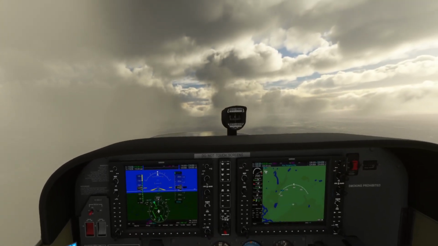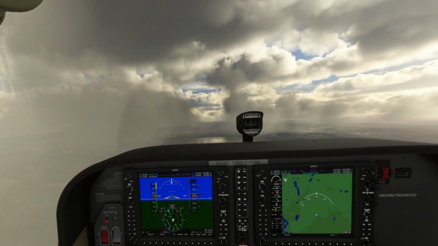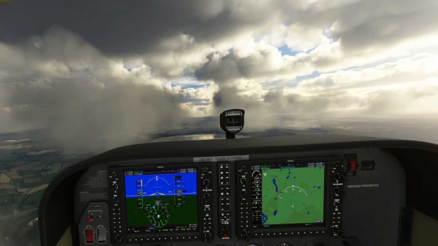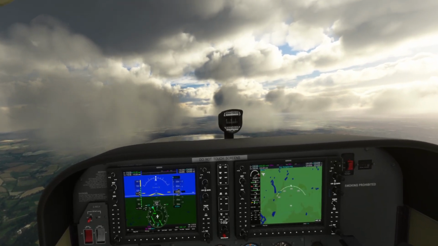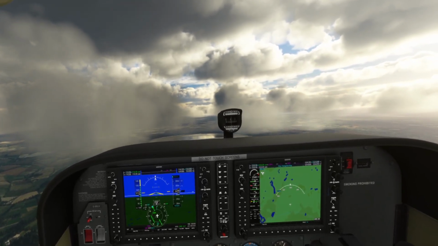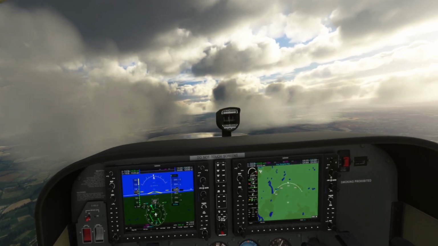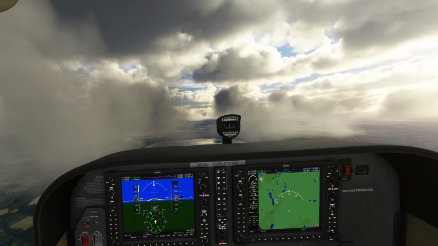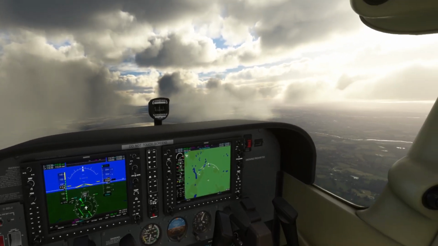If arriving from the top right of the inbound course, we fly to the beacon as usual, then turn left to parallel the outbound leg for 1 minute. After 1 minute, we turn left again towards the inbound course, which we will overshoot and intercept from the other side.